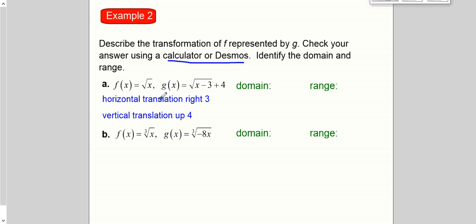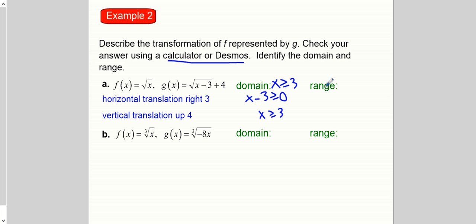All right, so horizontal translation, right 3, vertical translation, up 4. For the domain, the stuff inside the radical, x minus 3, has to be greater than or equal to 0. So for this to be true, what does x have to be? We need to solve this. Add 3 to both sides. So x has to be greater than or equal to 3. That is our domain.